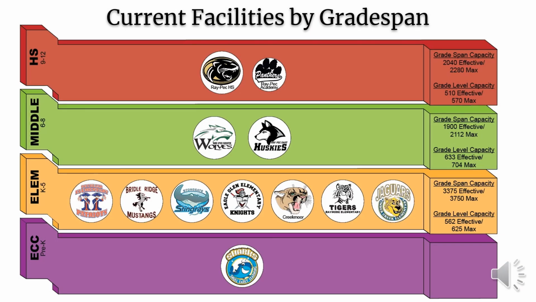Our current district is aligned in grade spans with early childhood at Shull Elementary, K-5 schools. There are 7 total elementary schools across the district. We have 2 6-8 middle schools, and then our high school campus includes the main high school building as well as the academy building for the alternative program. You'll see on the right-hand side of the screen some capacity levels by grade level and by building at each grade span. We'll define what effective and maximum capacities by grade level mean here in the next few slides.